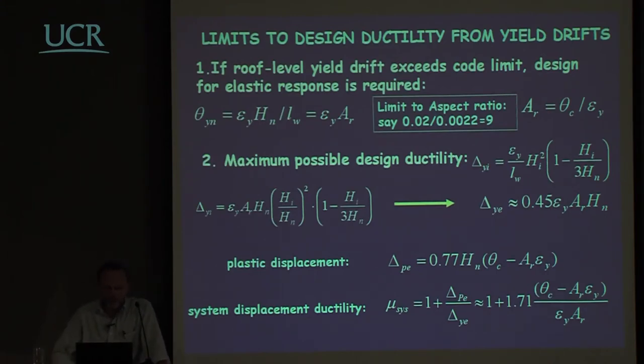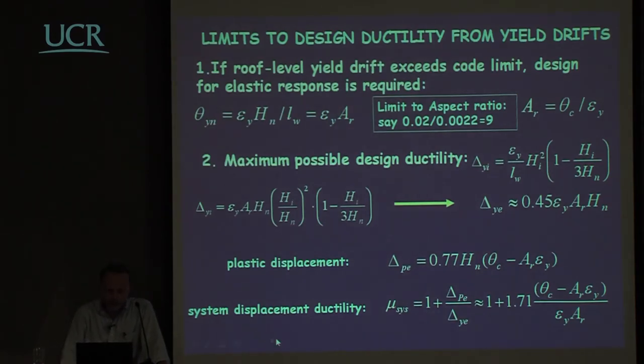So now, if you go ahead and you look at the maximum possible design ductility, and you take the equation that I already used, which gives you the yield displacement, then you can substitute this value in here, and what you obtain is an approximate equation where the yield displacement can be approximated with the 0.45, the elongation of the steel at yield, times the aspect ratio, times the height of the wall. Taking then into consideration the plastic displacement, and the plastic displacement is here again the equivalent height, multiplied by the accepted curvature minus the aspect ratio times the elongation of the steel.